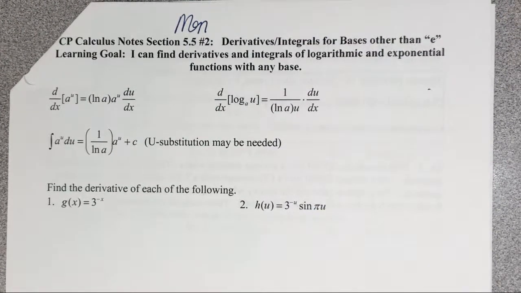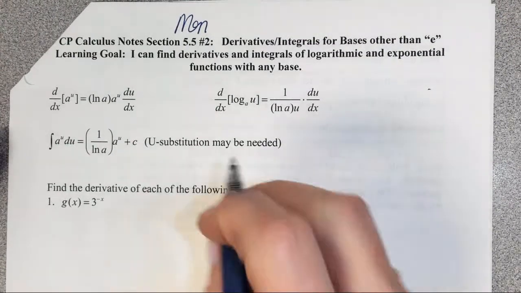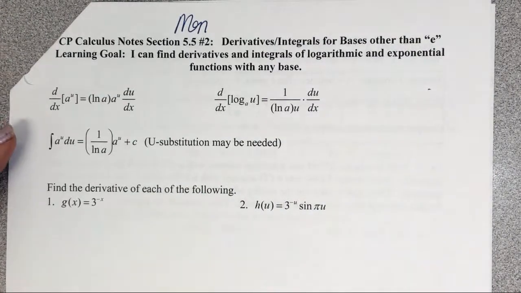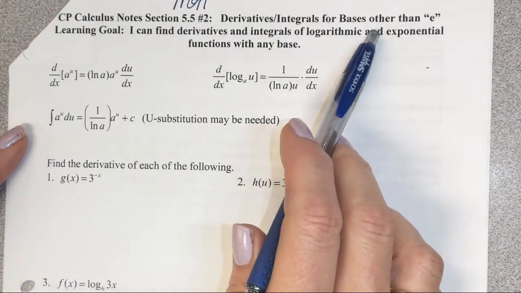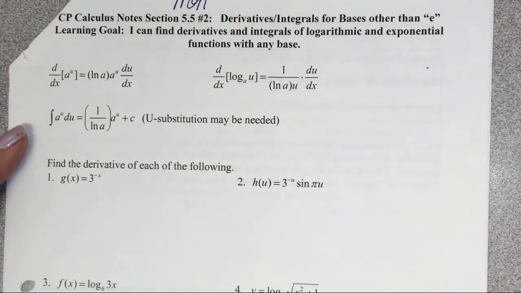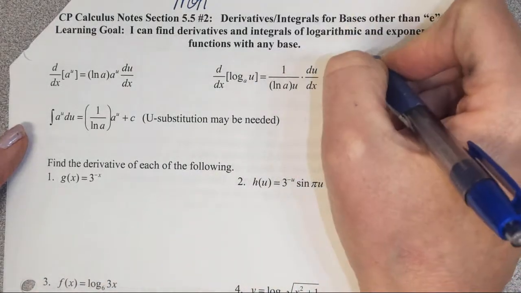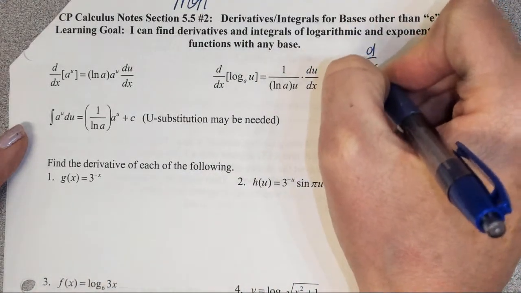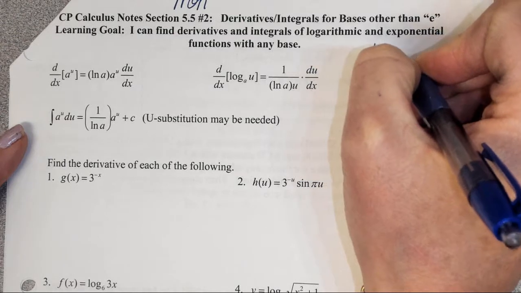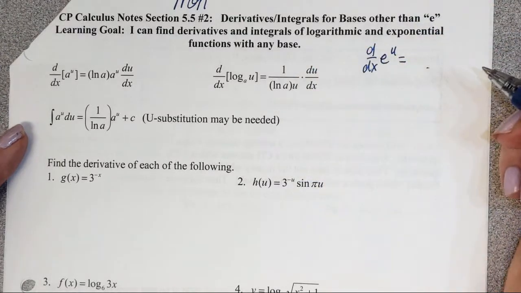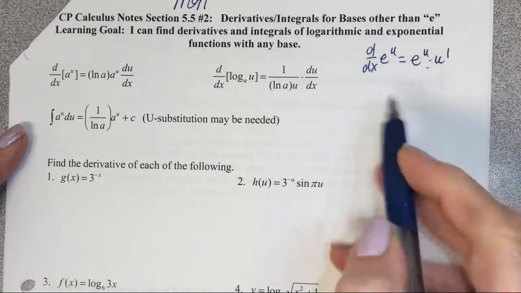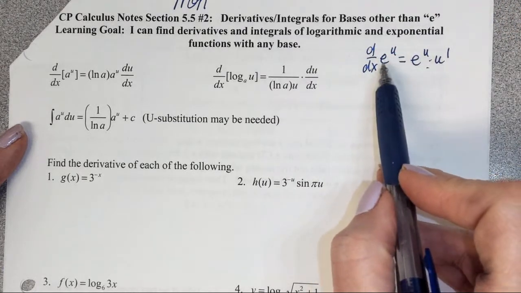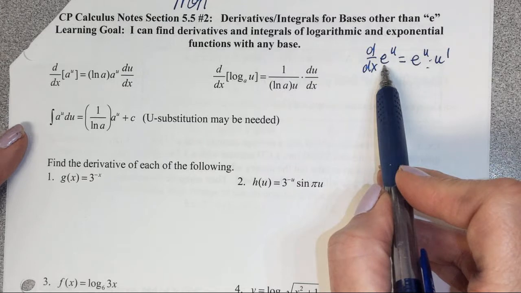Okay, guys, we're looking at section 5.5, part 2. Listen up. We're going to be taking derivatives and integrals for bases other than e. We've taken derivatives when we have a base of e. Remember how easy it was, when we have the derivative with respect to e, what was that derivative? e to the u times u prime, right? So that's how we took the derivative when our base was e of an exponential function.